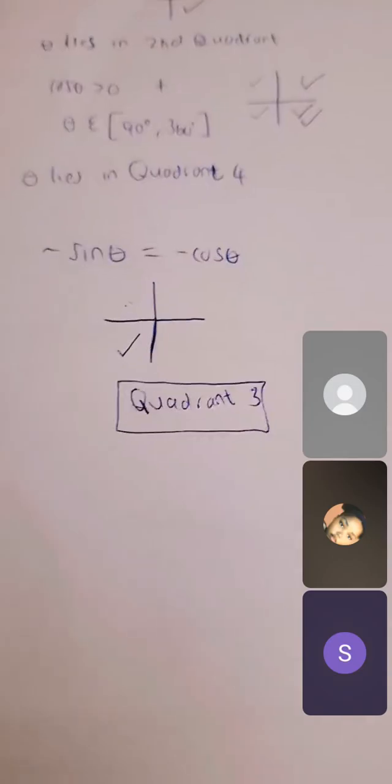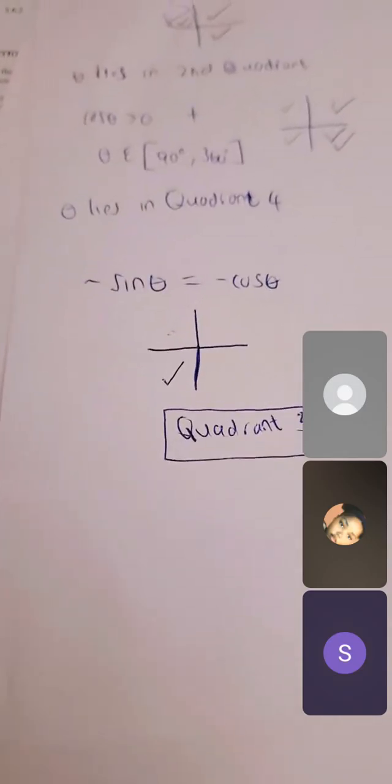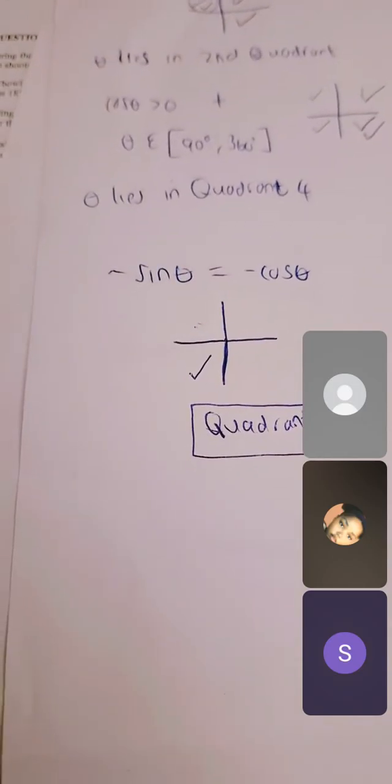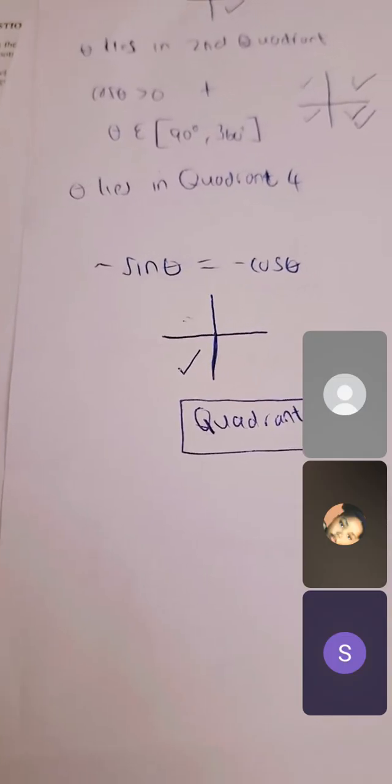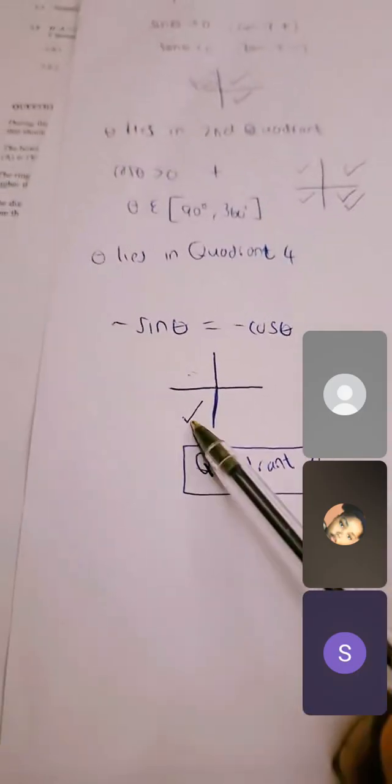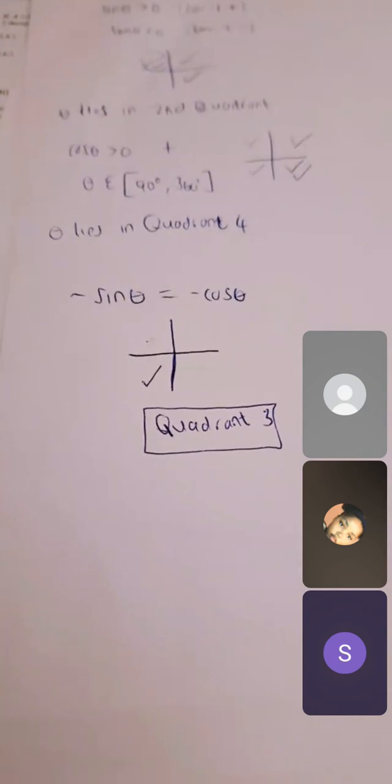Do we see why, guys? Negative sine theta is equal to negative cos theta. Where are we talking here? Third quadrant. Here, only tan is positive, but sine is negative and cos is also negative in the third quadrant. Okay.